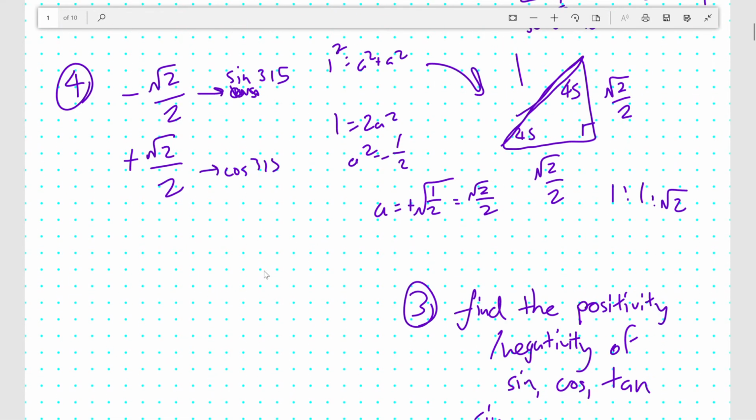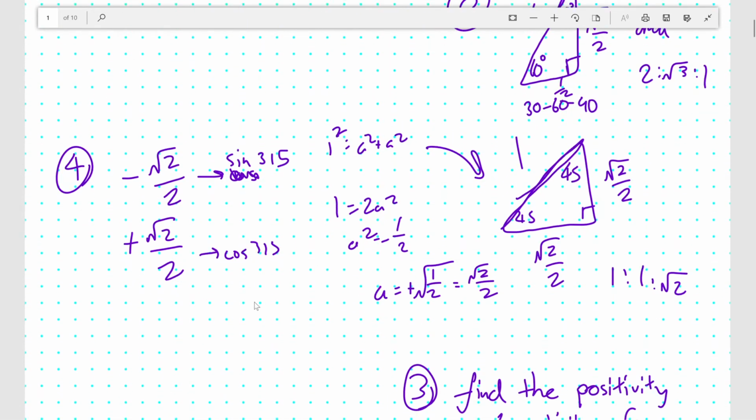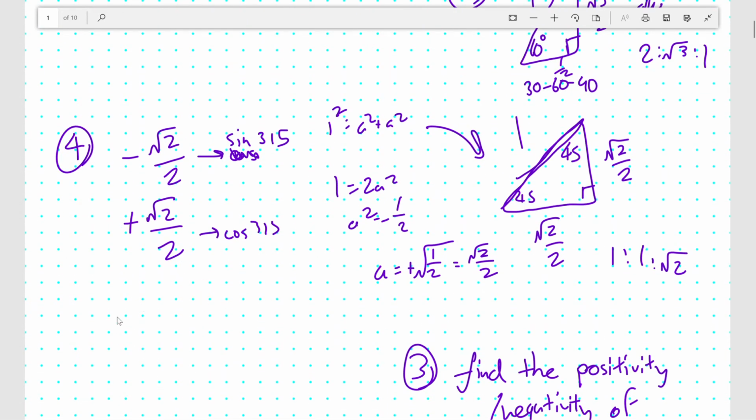And finally, tangent will be negative root 2 over 2 over root 2 over 2, and these two cancel out and these two cancel out, and you'll get negative 1, which is tangent of 315 degrees.